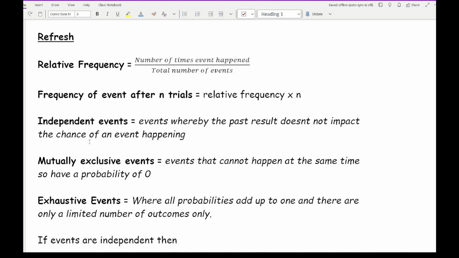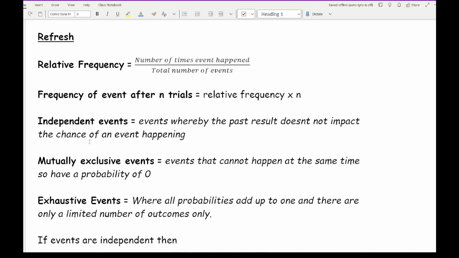Now the frequency of an event after n trials. If you've got a table completed, a common question that gets asked is, if you did something, let's say 7,000 times, how many times would you expect an event to happen based on what has happened in your little experiment? To do this, you find the probability from the table, and then you multiply that by the total number of trials.